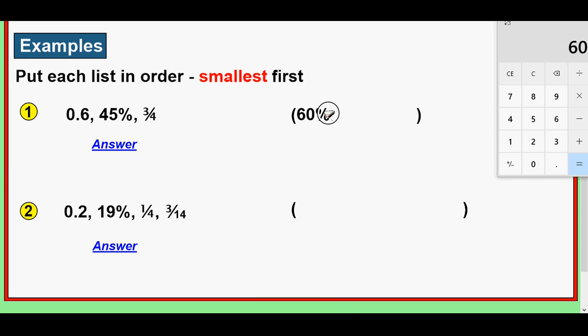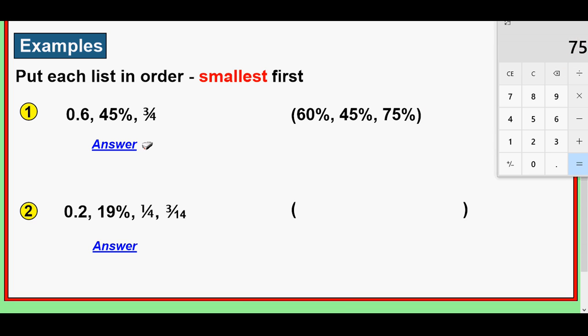And then I know the next one is 45%. I've just got the last one to do. Again, I know it's 75%, but I could do 3 divided by 4 in my calculator and get 0.75, times it by 100, I get 75%. Okay, so that's that one done, pretty much.